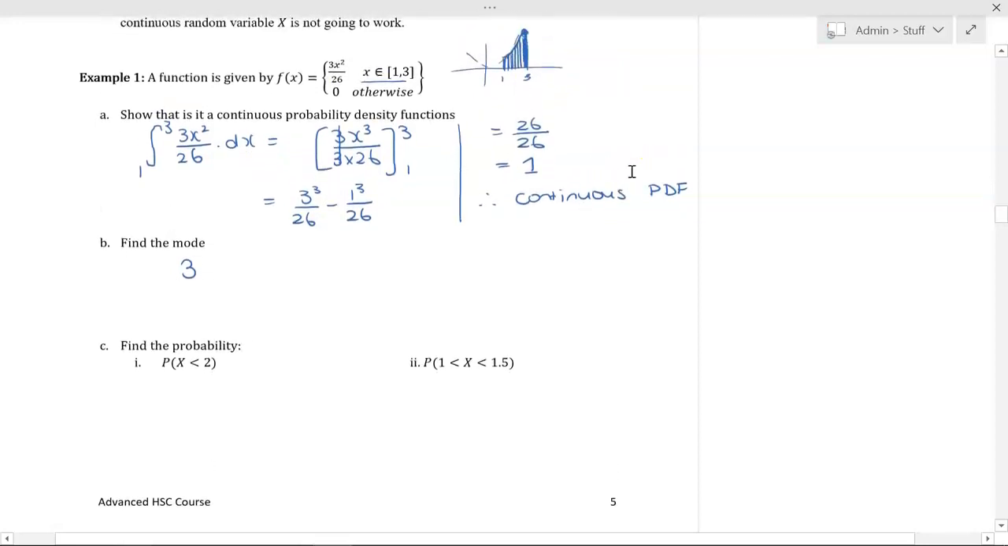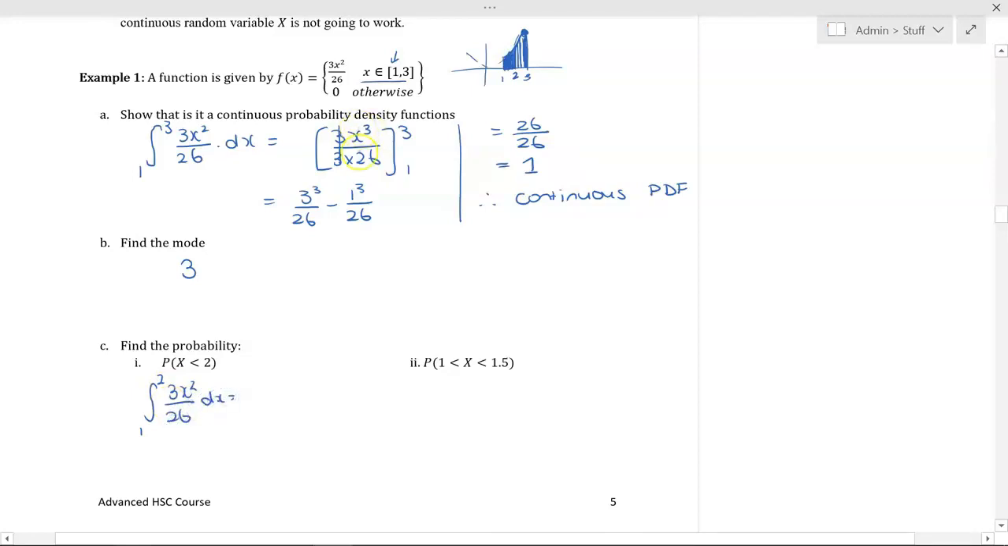All right, how do I work out the probability that x is less than 2? Well, I'm going to integrate from the very start, 1, up to 2, because I only want to find the probability from 1 to 2. So this is the area that I'm shading up here. All I'll do is integrate from 1 to 2.